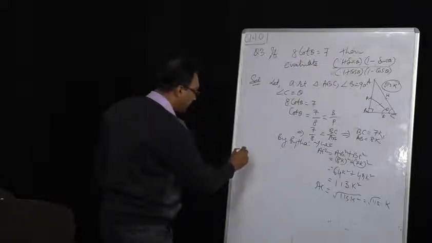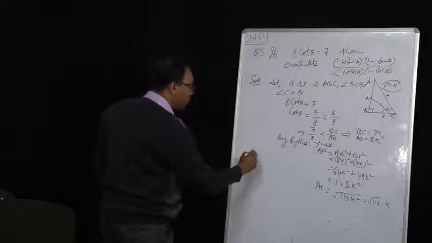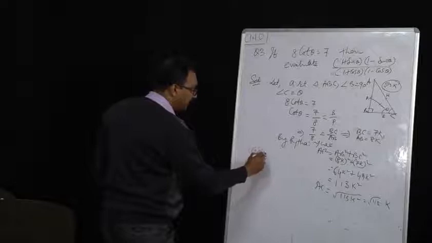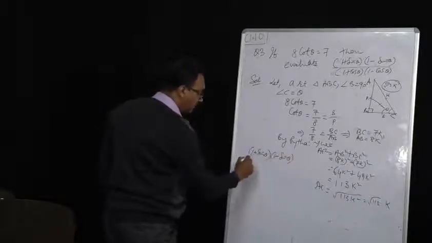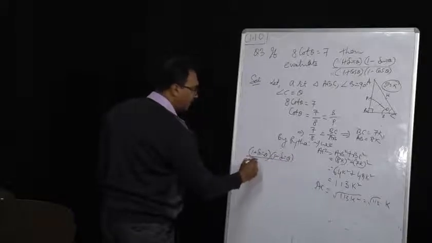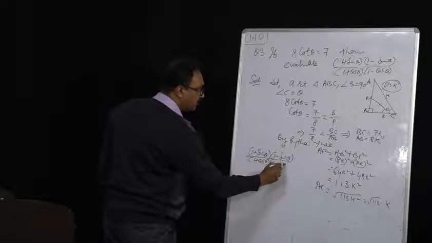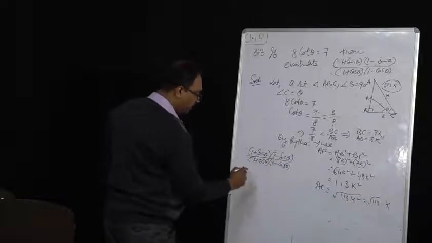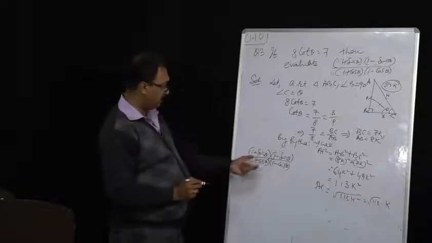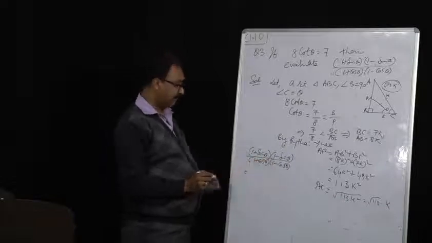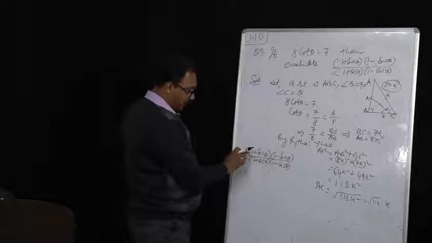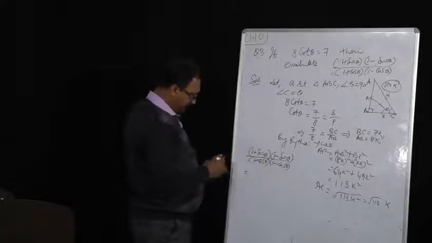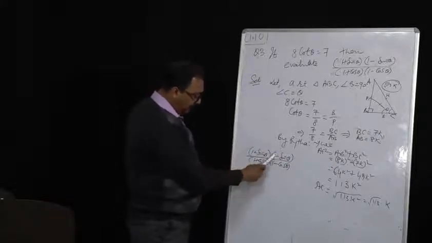So come here. Therefore, (1 plus sine theta)(1 minus sine theta) by (1 plus cos theta)(1 minus cos theta). You can use the values directly also. Sine theta, cos theta values you know, directly put. But I'll give you one idea. There is one algebraic formula to be applied. Look at this. These two are same. These also same.